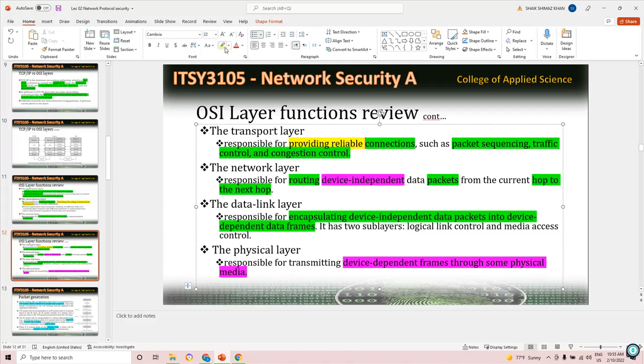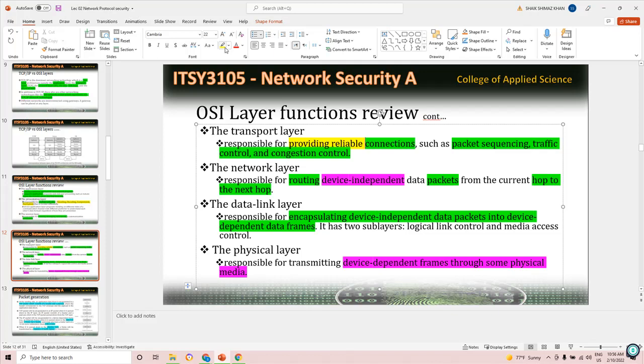Data link layer, students. You see, the network layer is device independent, but in the data link layer we encapsulate device independent data packets into device dependent data frames. The packets which come from the network layer go to the data link layer, where they are encapsulated into data frames. The frames add the MAC address, source MAC address and destination MAC address, and send the frames within the local area network.